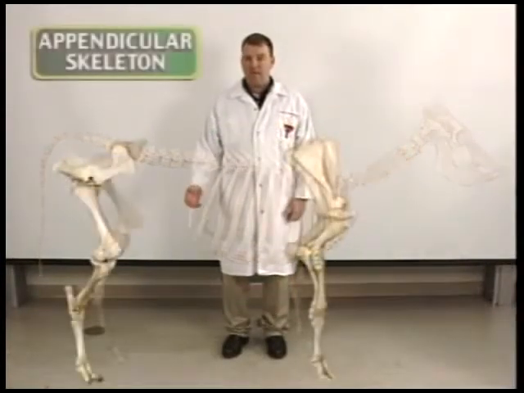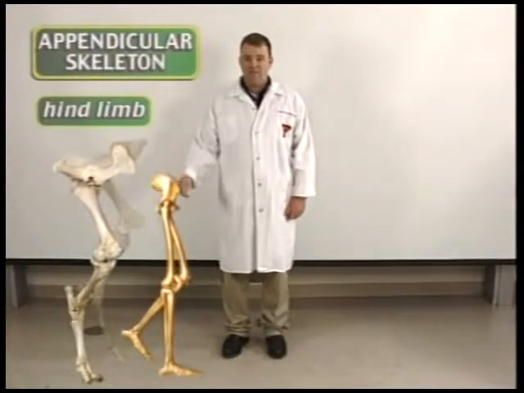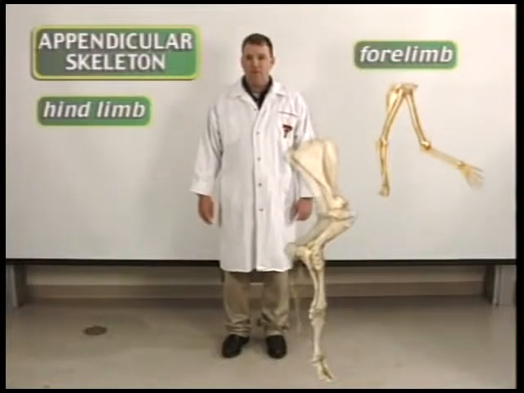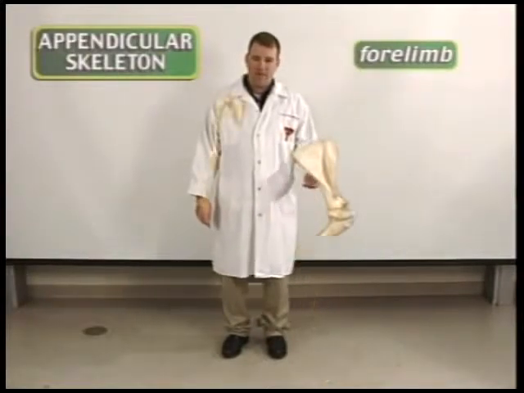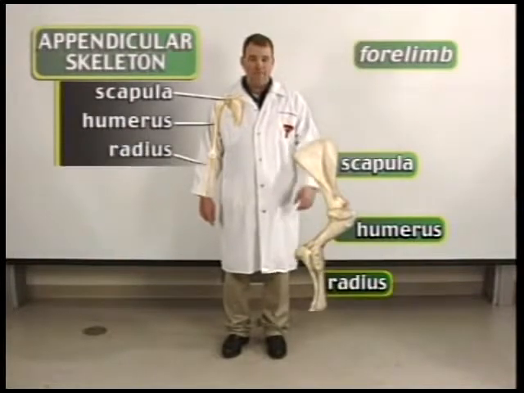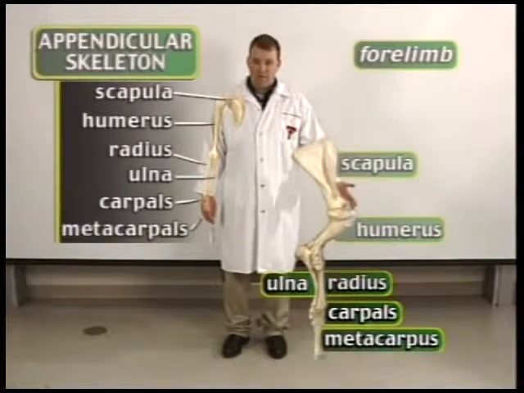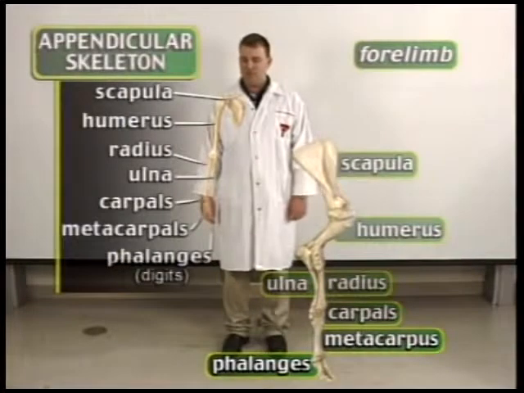When we look at the appendicular skeletal system, there are 2 major components to it: the bones of the hind limb and the bones of the forelimb. When we look at the bones in the forelimb, the first one we'll find is the scapula, immediately followed by the humerus, the radius, the ulna, then the carpal bones, the metacarpus, and finally the phalanges or digits.